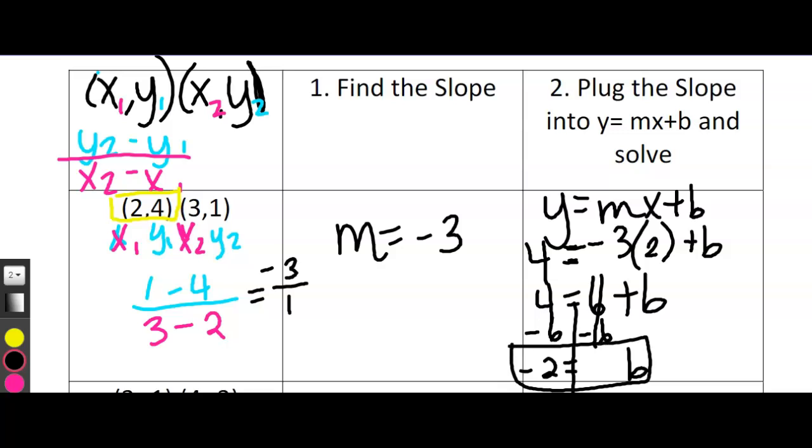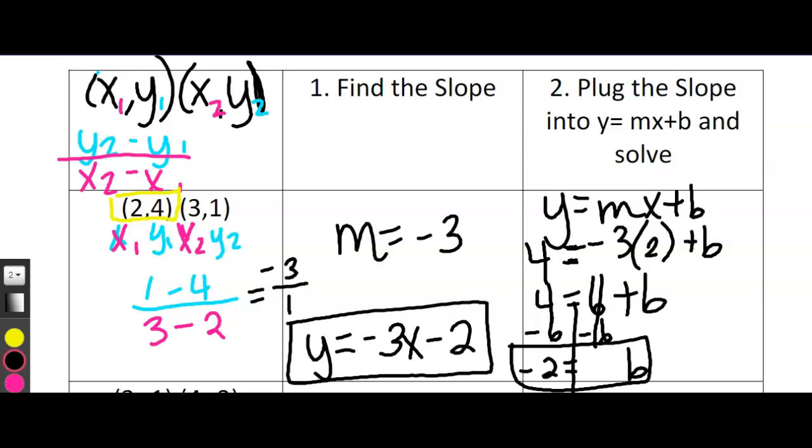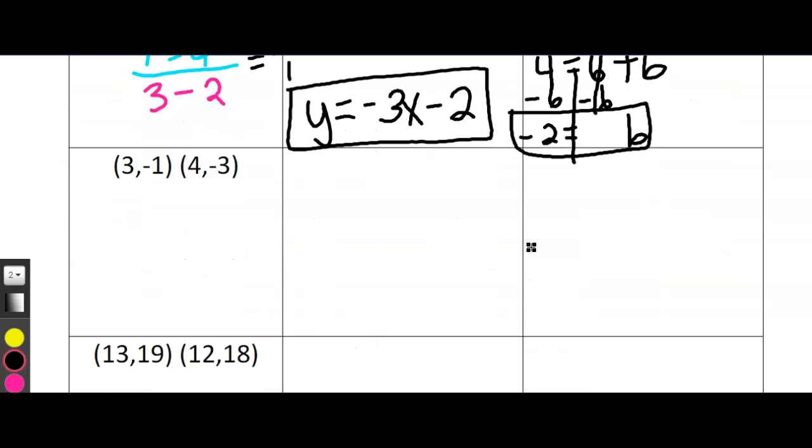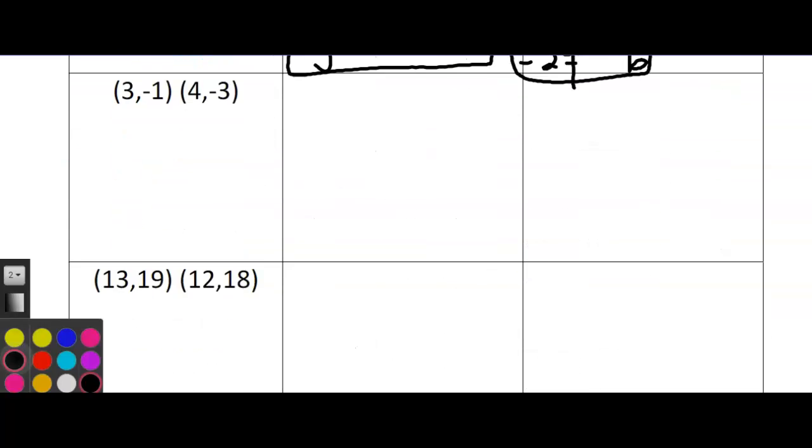So I now know 2 things. I know that my slope is negative 3, and I now know that my y-intercept, or my b, is negative 2. So if I want to write that into a final equation, it would be negative 3x and then minus 2. You just take your slope and plug it in, and take your y-intercept that you figured out and plug it in, and then you have the final equation. So again, I'll do another one with you. If I'm going too fast at any time, just pause it, no big deal.